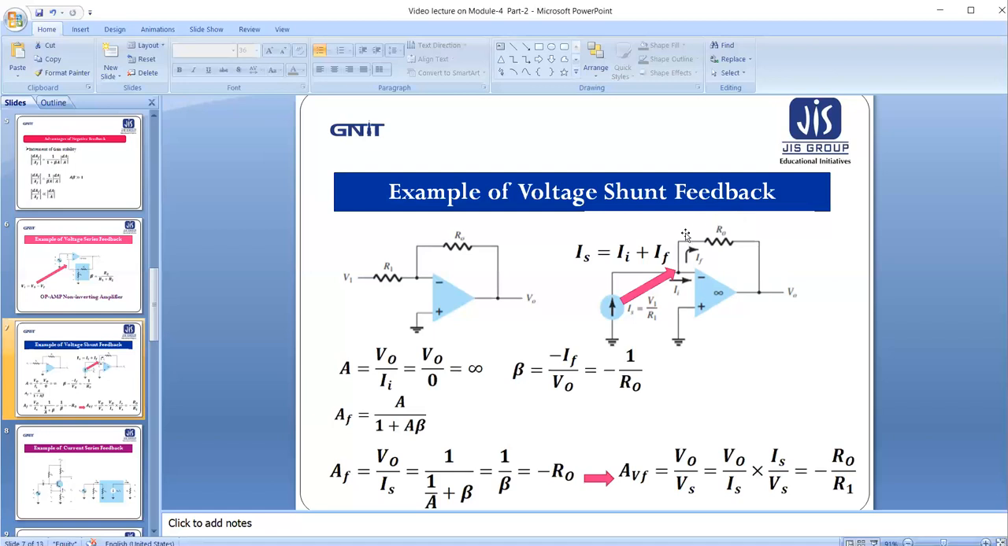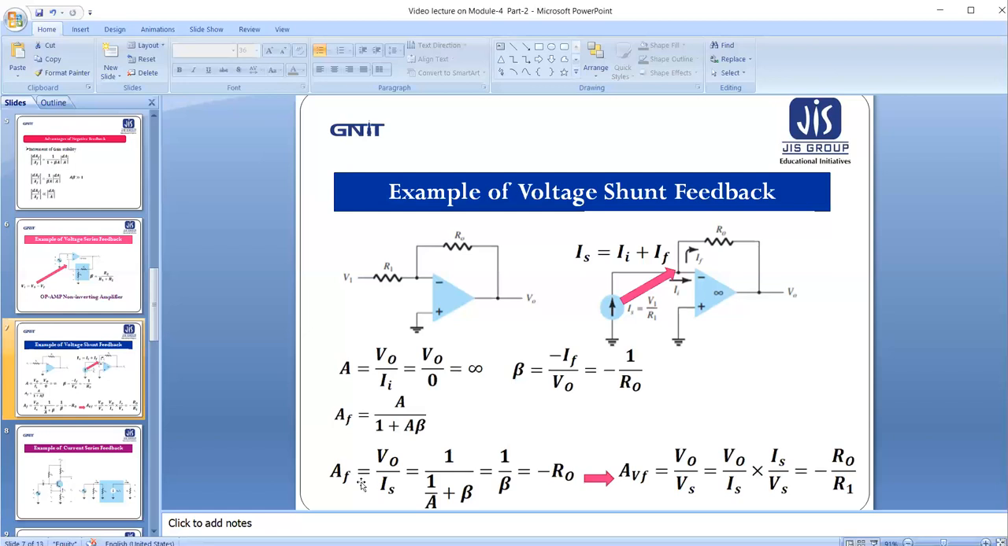So I by V is also a current, also a resistance, the inverse of resistance. So beta is equal to minus 1 by R naught. Beta is equal to 1 by R naught. So AF is equal to A by 1 plus A beta.